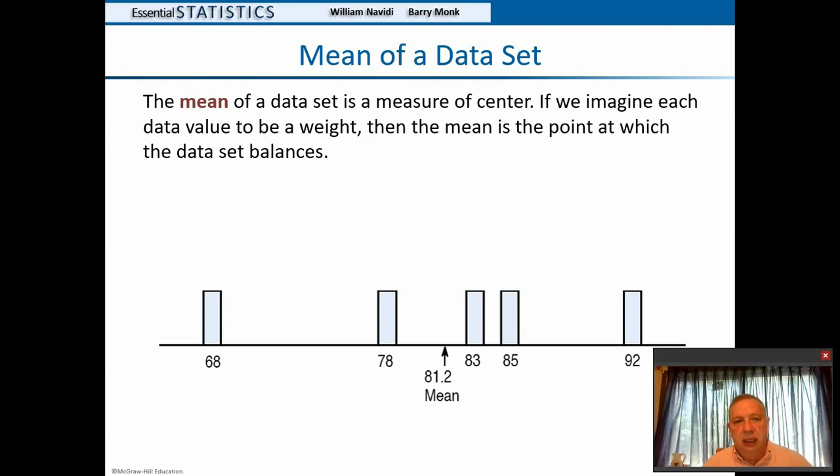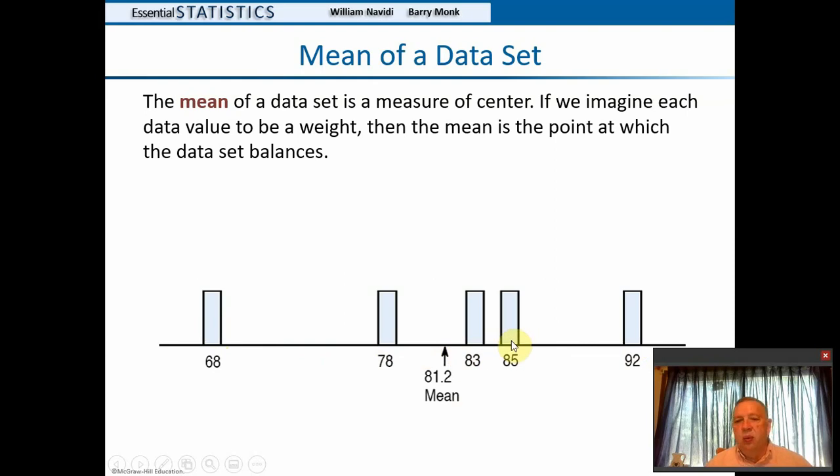So the mean of a data set is a measure of center, where the center of the data is. If we imagine each data value to be a weight, then the mean is at the point at which the data set balances. So here we have some numbers: 68, 78, 83, 85, and 92. These are the values of our data set. And if we add up all of these numbers and divide by the number that we've got, 1, 2, 3, 4, 5, we end up with the mean.